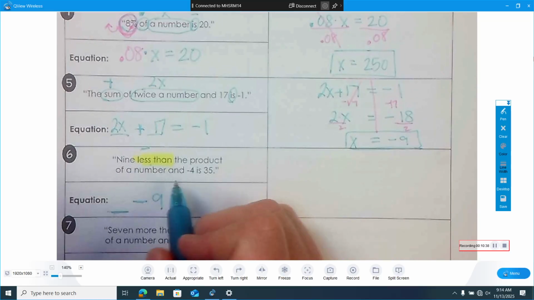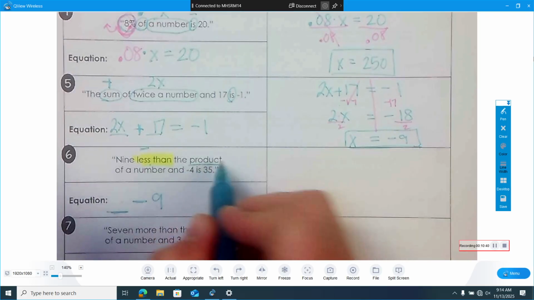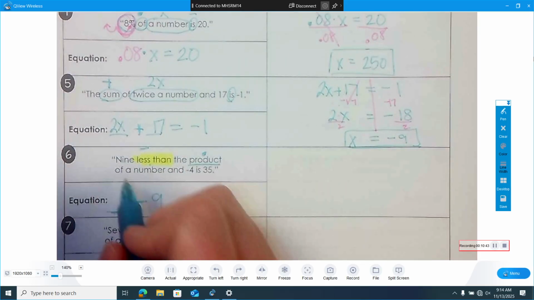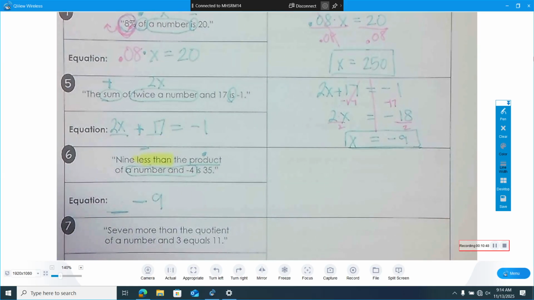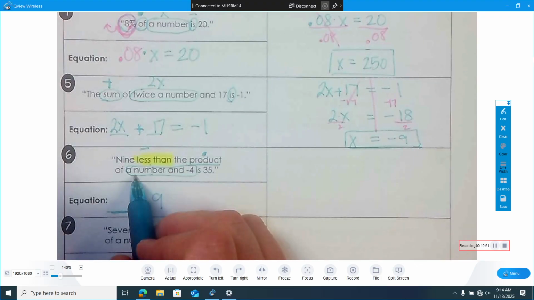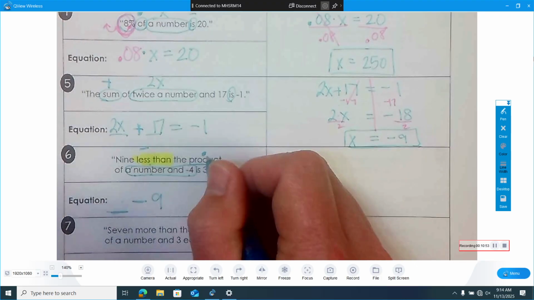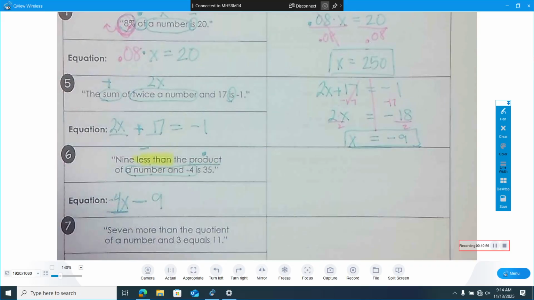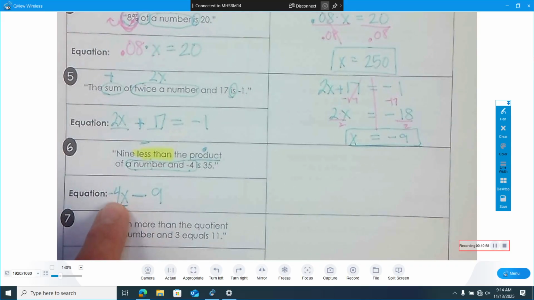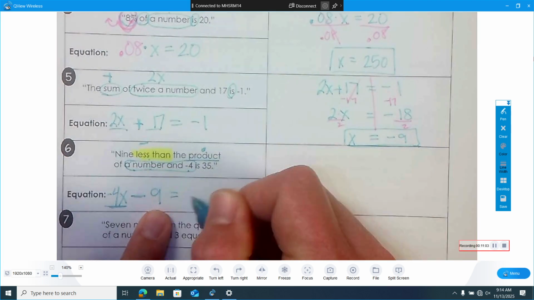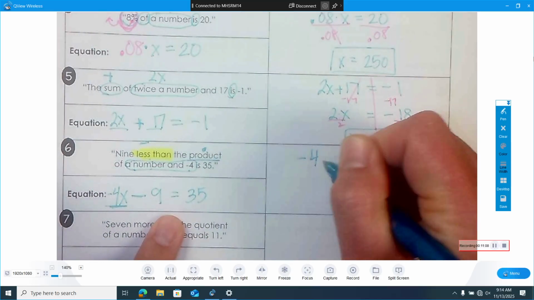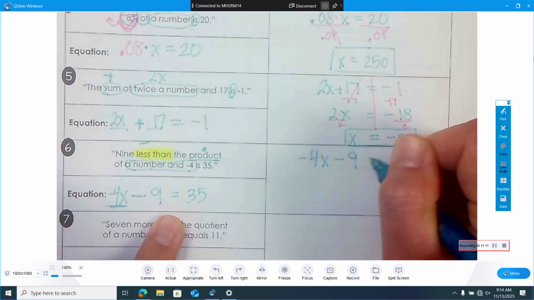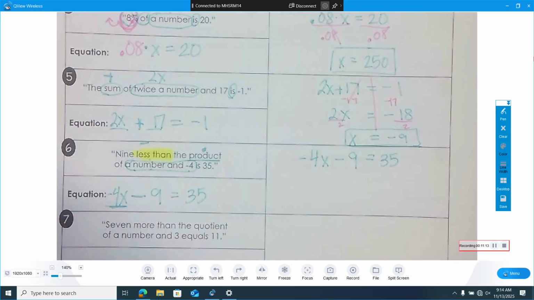So it's 9 less than the product. What's the product? Multiplication. The product of a number and -4. What should we write for that? Yeah, -4x. The number is x and -4 times, so -4x. All right, is 35, so equals 35. So we have -4 times a number, subtracting the 9, equals 35.